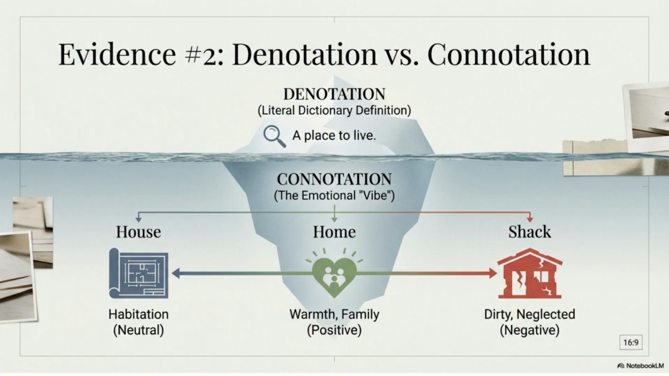There is a difference between denotation and connotation and how they affect tone. All three words, house, home, and shack, share the same denotation, meaning a place to live. However, their connotations are very different. House feels neutral, home carries a warm and positive feeling, and shack suggests neglect and negativity. Although the literal meaning stays the same, the emotional meaning changes, which directly shifts the tone of the text.